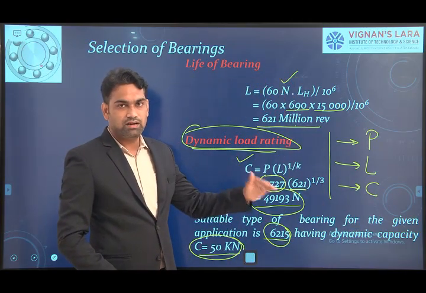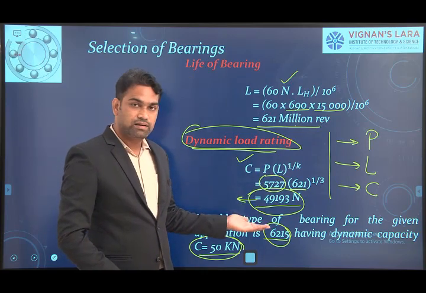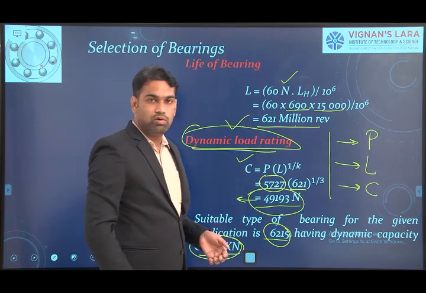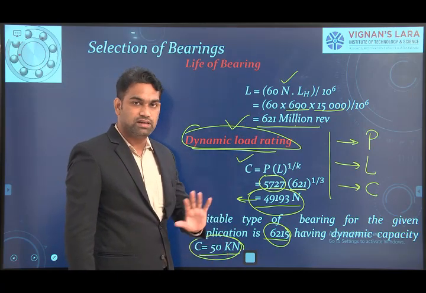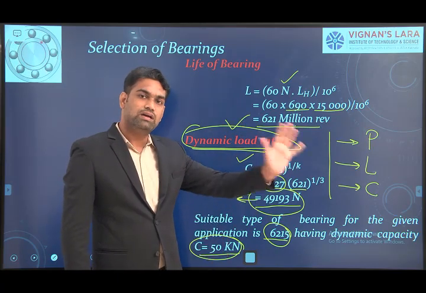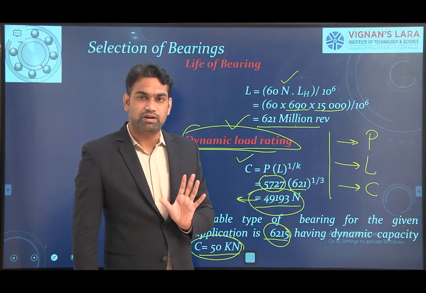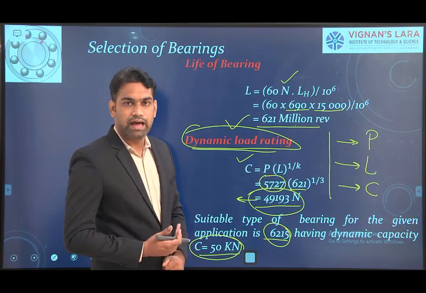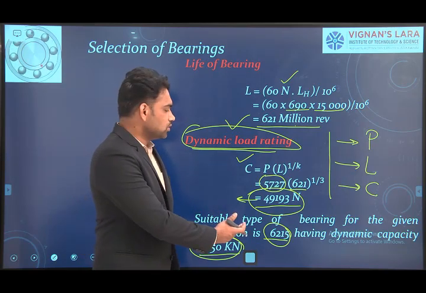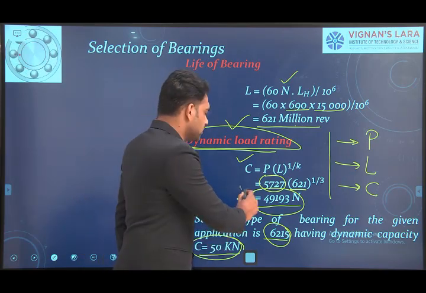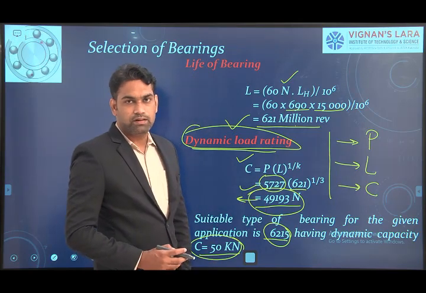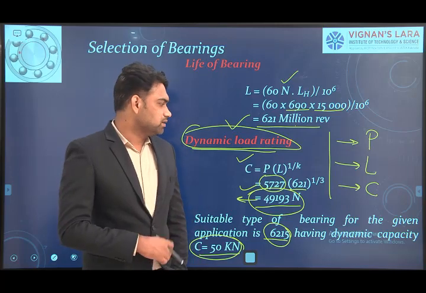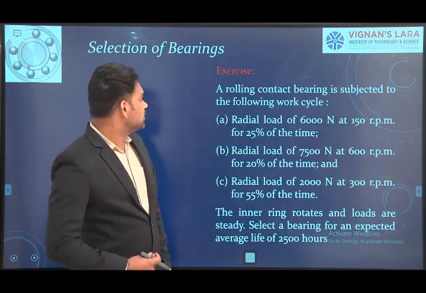After that, you can select the type of bearing from the design data book based upon the dynamic load rating capacity of the bearing, from the very light series to the heavy series, based upon the given diameter also. If the diameter is not given, you can select an optimum diameter best suited to withstand the calculated dynamic load rating. Clear? So this is how rolling contact bearings are selected based upon the dynamic load rating. This is an example problem.